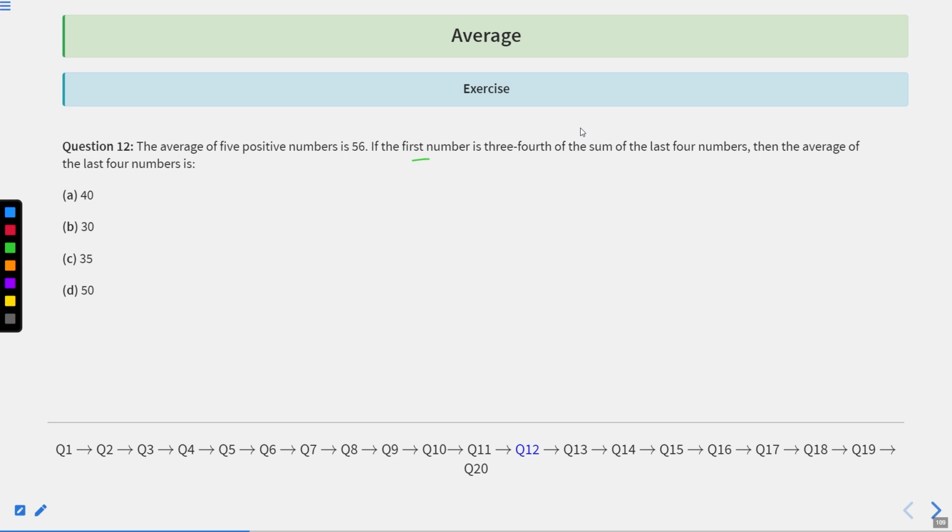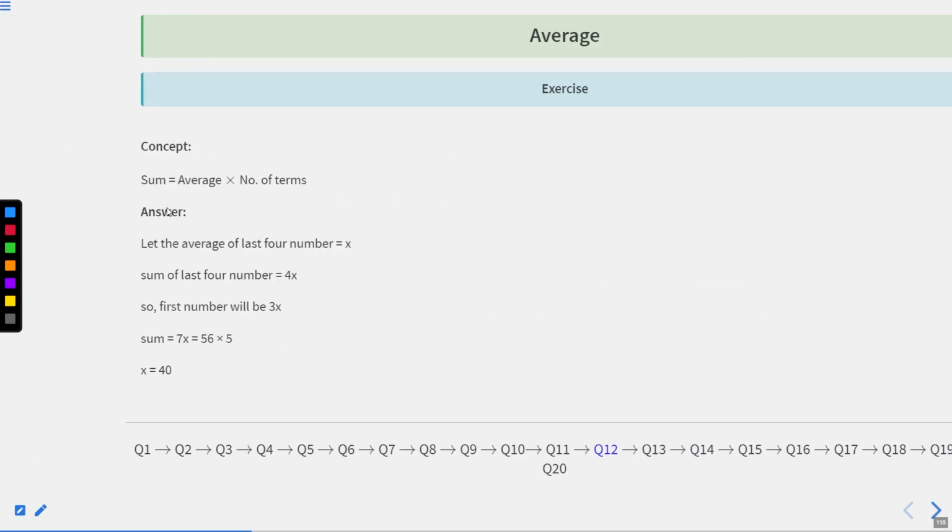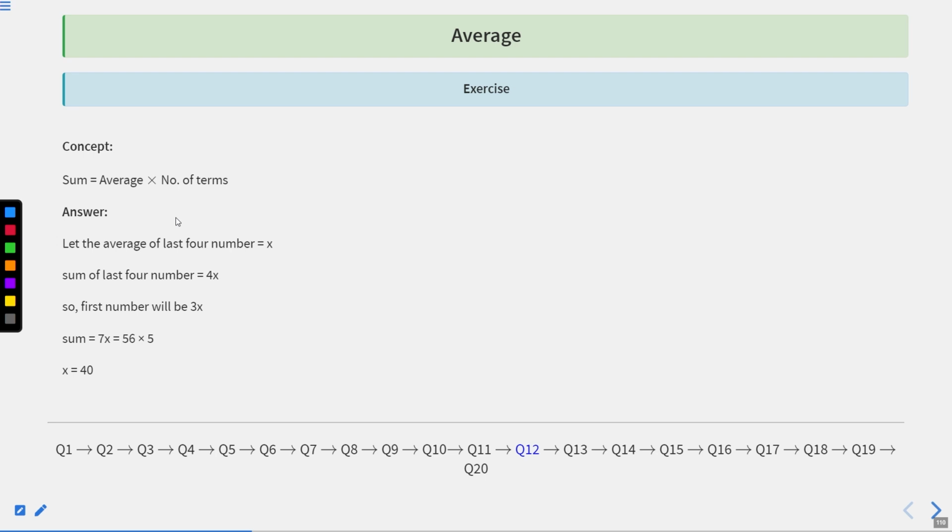So the average of 5 positive numbers is 56. If the first number is 3/4 of the sum of the last four numbers, then the average of last four numbers is. So the key concept that will be used here is sum equal to average times number of terms.